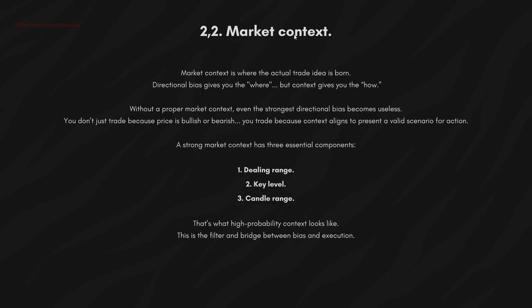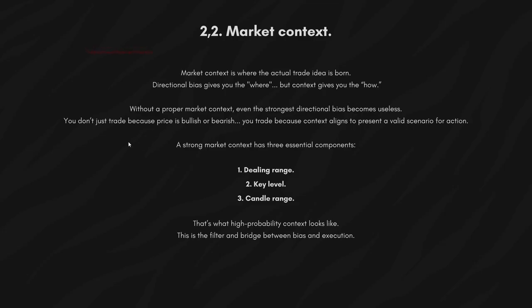But now within this component, we will be doing the exact same thing as we did in the narrative part, but we will also be adding a candle range there, and that whole context will be used to frame an execution or frame a trade on the lower time frame in a logical manner. The reason a proper market context is so important is that without it, even the strongest directional bias becomes useless. So not only will you be establishing a context on the higher time frames, but you will also be repeating the same process on the intermediate time frame and establishing a context there as well.